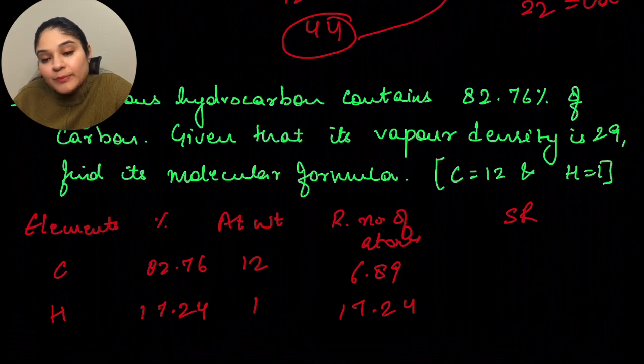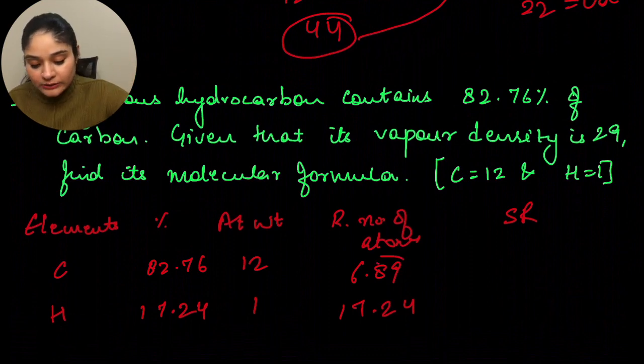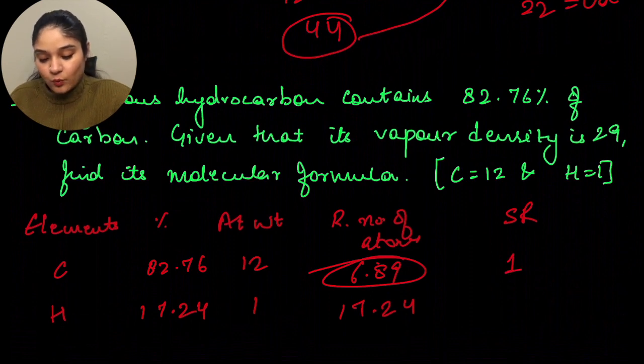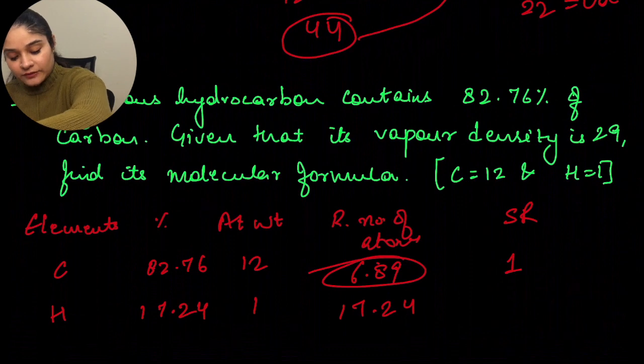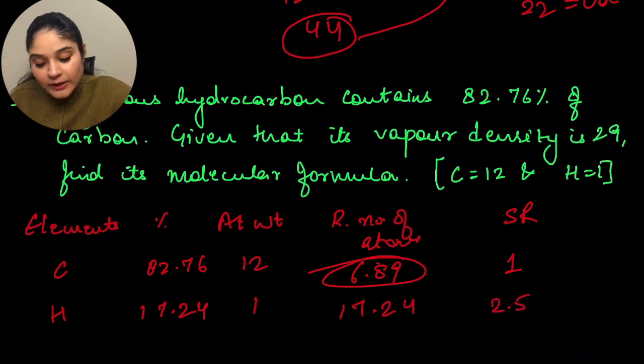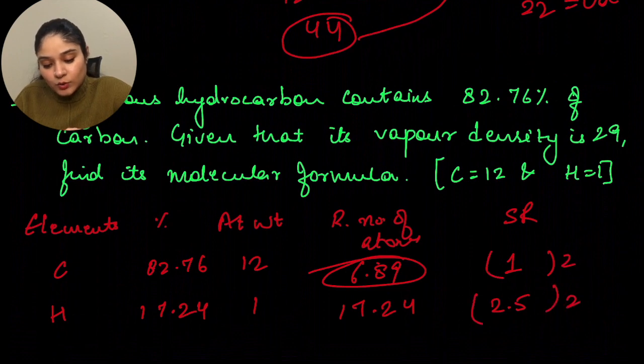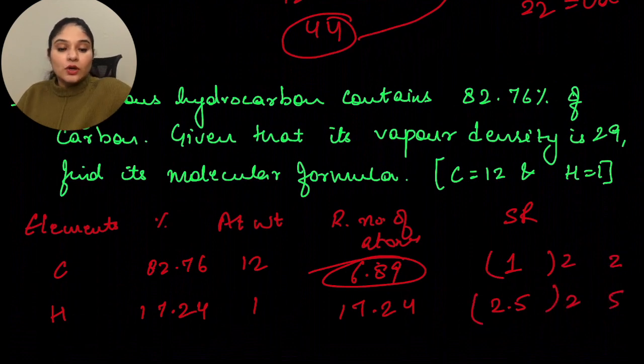Now divide both of them by 6.89. How do you pick that? Whichever is the lowest number, divide all of them by that number. The lowest is 6.89, so divide all of the relative numbers of atoms by 6.89. Once you do that, you get the simple ratio. This one gives you 1, and 17.24 divided by 6.89 gives 2.5. Since you cannot use a decimal number, you have to make it a whole number, so you multiply both of them by 2 and end up getting 2 and 5. This is your final simple ratio.